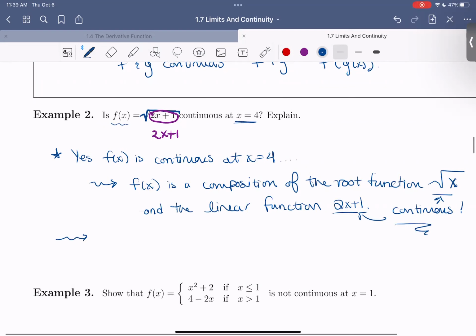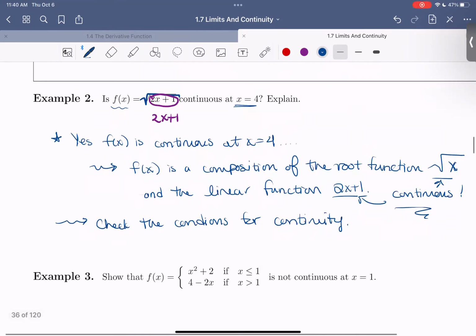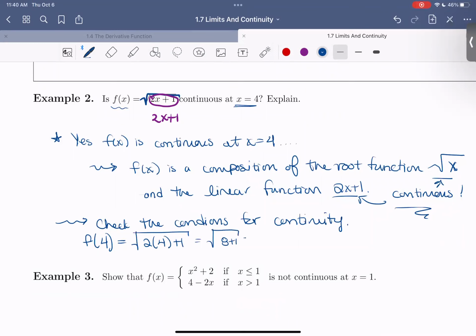Another way to justify this is to check the conditions for continuity. So what would we need to check? We need to check f of 4 exists. And yep, we can just plug that into our rule, square root of 2x plus 1. So 2 times 4 plus 1 should be the square root of 8 plus 1, which is just the square root of 9, which is 3.